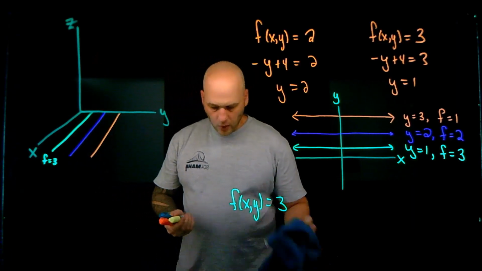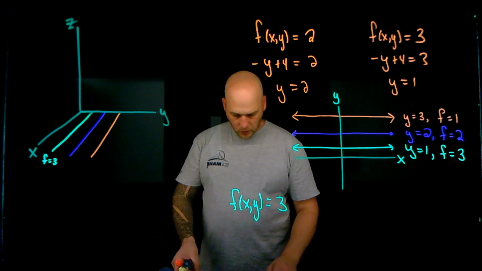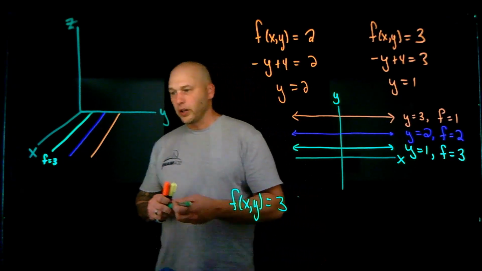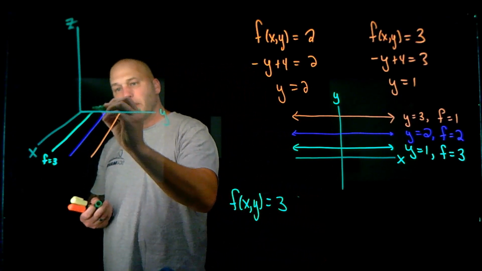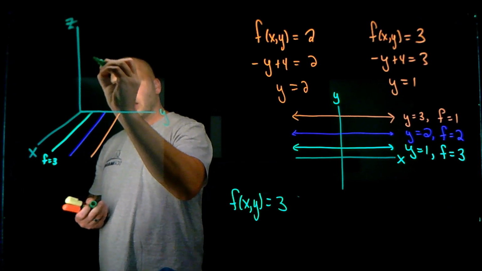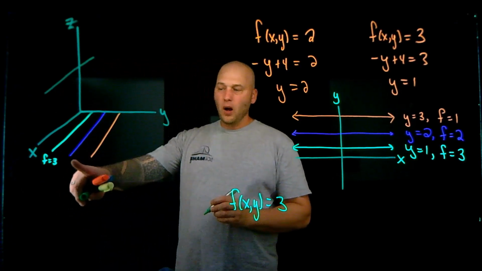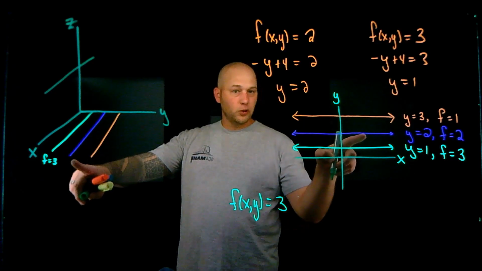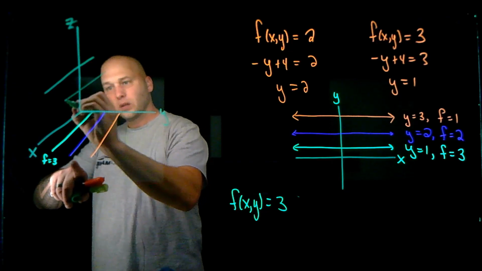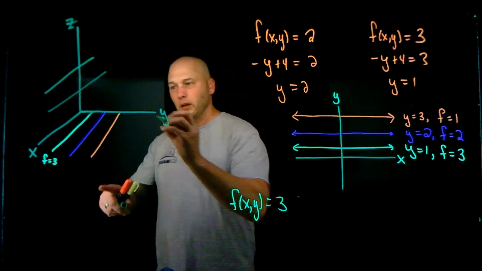Let me see what color I could use here to indicate that. I want to use a different color. Let's try to use green. Okay, so directly up above this, all the function values would be 3. So that would look like that. For this one here, this was the level curve f equal to 2. That means all the function values were 2. And for this one, all the function values were 1.